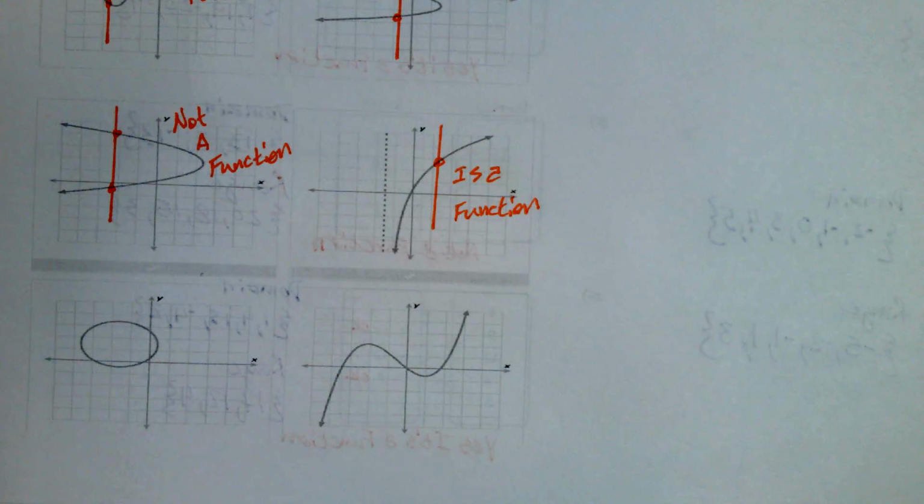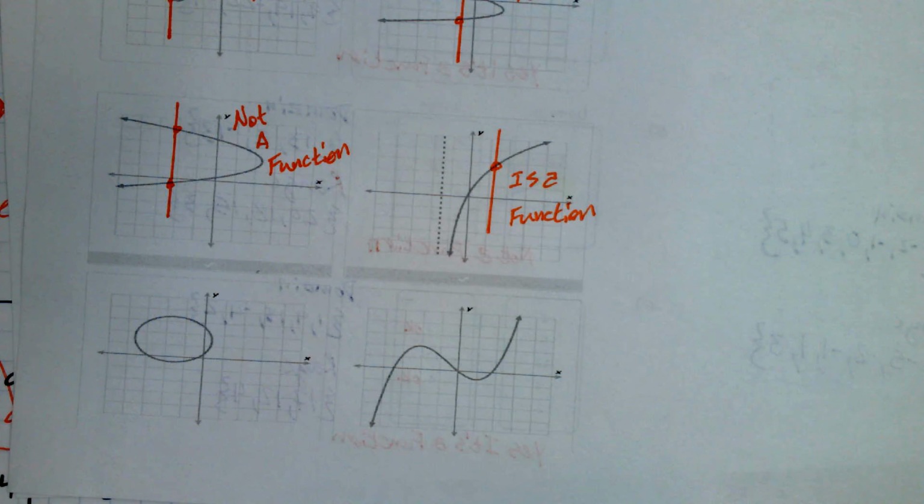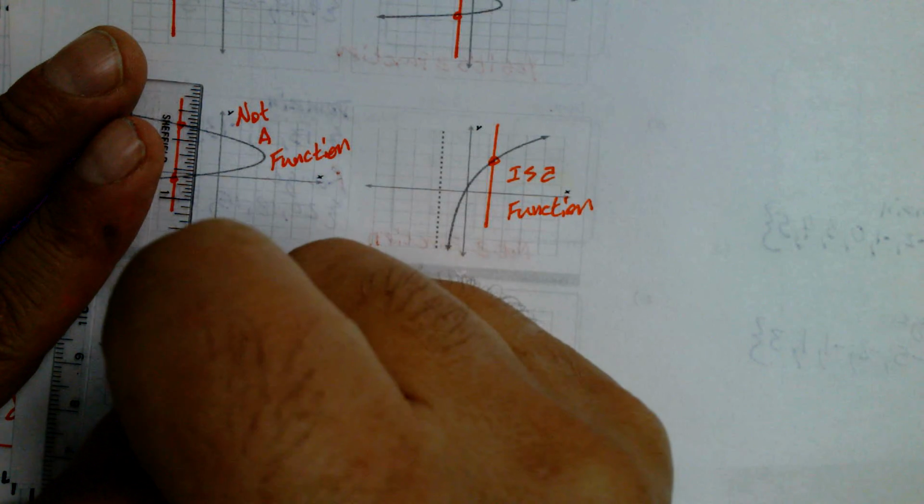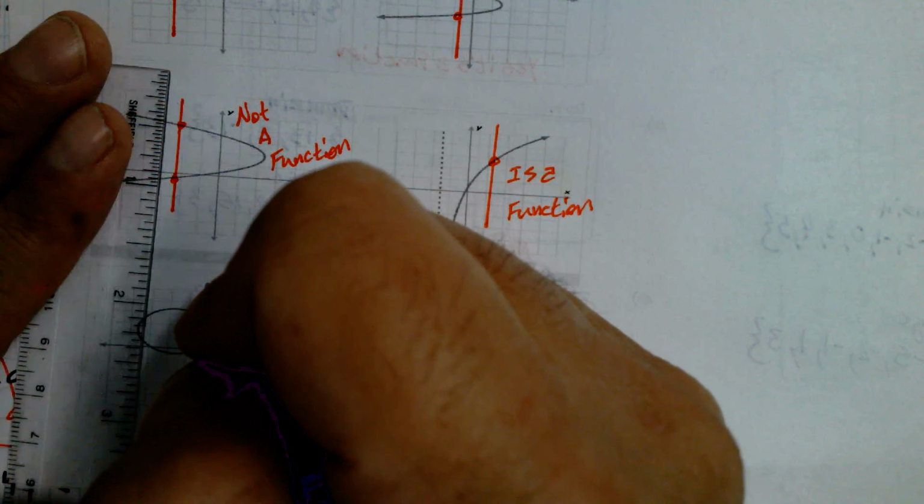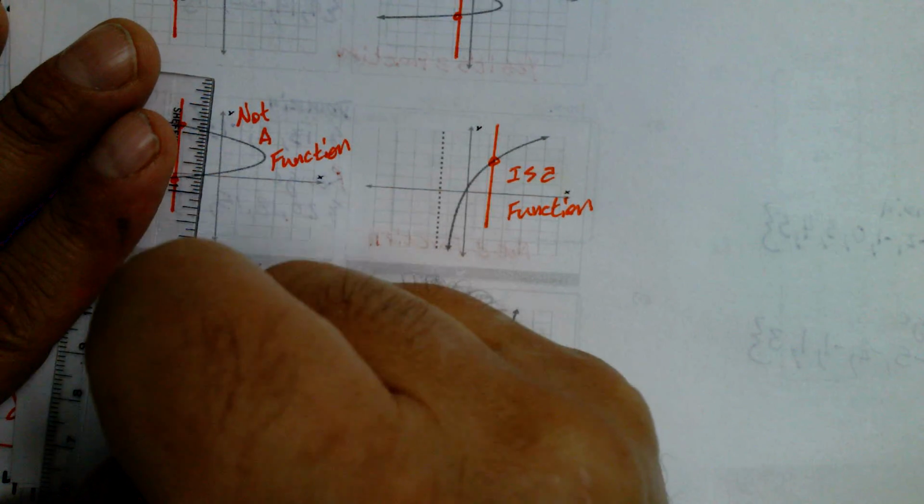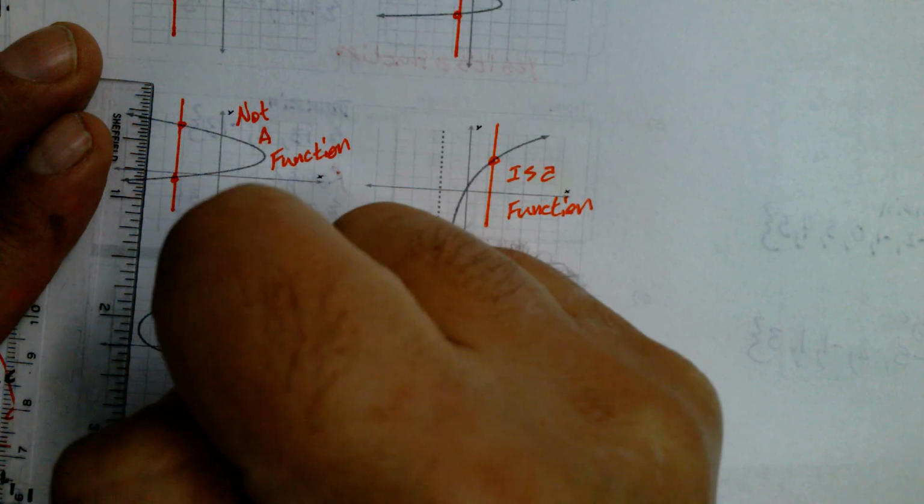Okay, and over here we have an ellipse. Ellipse is like an oval, not a function. There are only two locations at the endpoints here that a vertical line would touch once. Everywhere else it touches 2 times. So not a function.